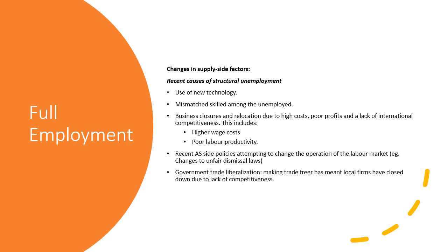One big issue in Australia at the moment is a mismatch in skills amongst the unemployed people. A lot of people who are unemployed in Australia do not have the skills they need to get the jobs that are available. And so even though they have skills, they can't get a job because the skills they have don't match up with the jobs that are available.